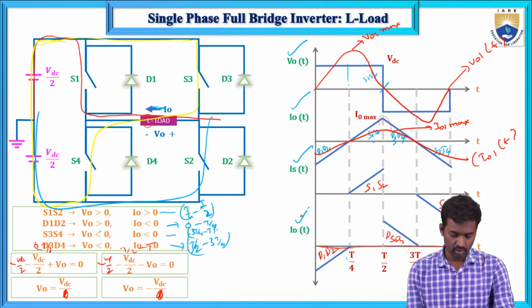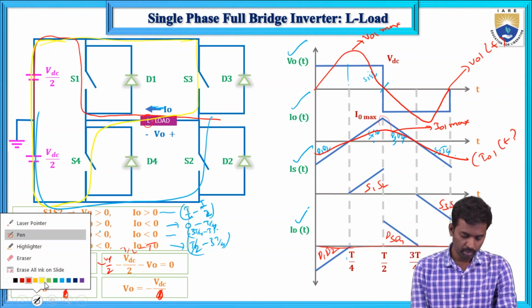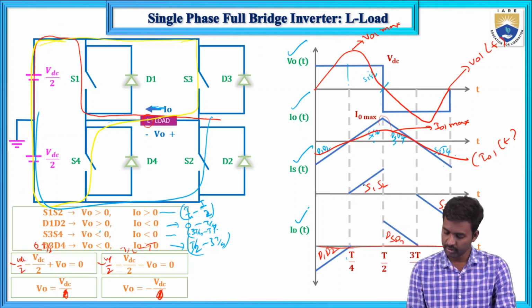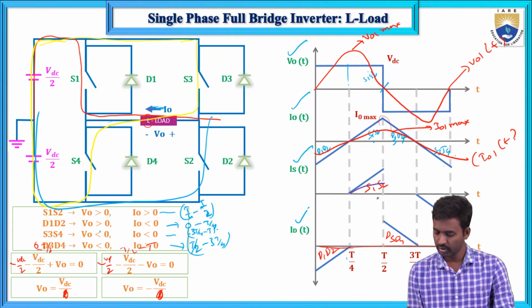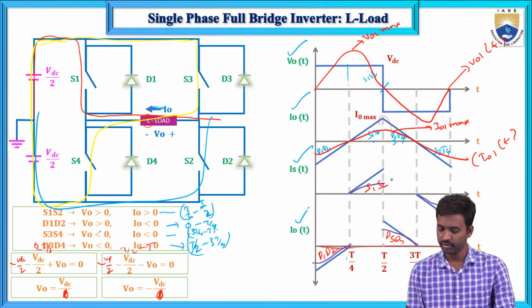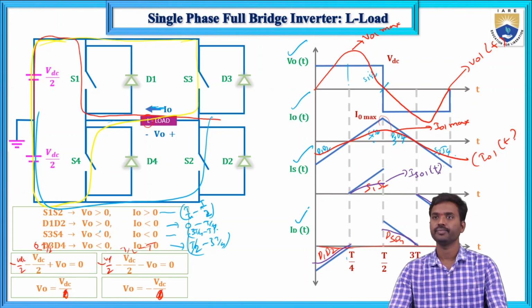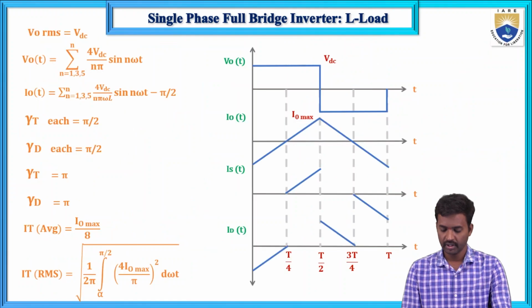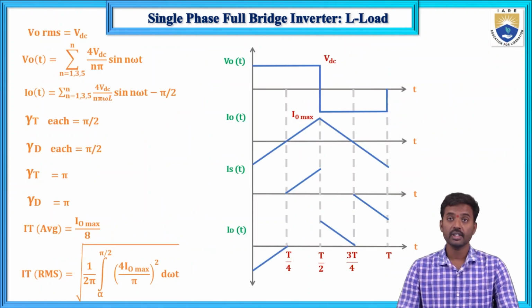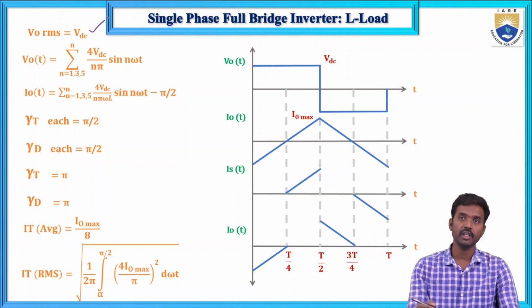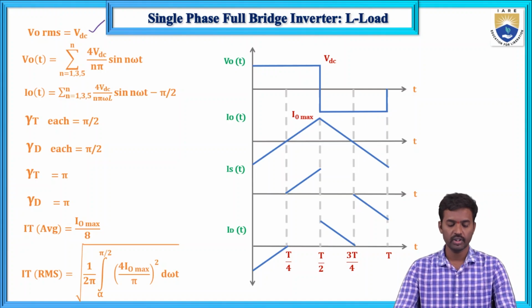So switch currents, let me change the color over here. So this one, and next here these are the fundamental components of switch current, IS01, IS1 of t. And next, these are the same: output voltage RMS value equals VDC, which we have already discussed.